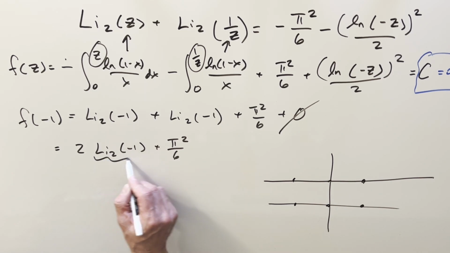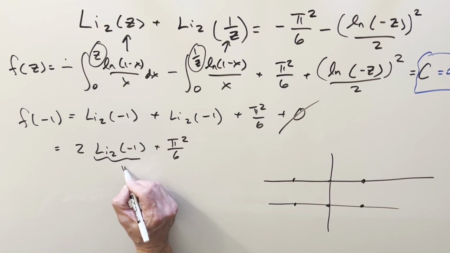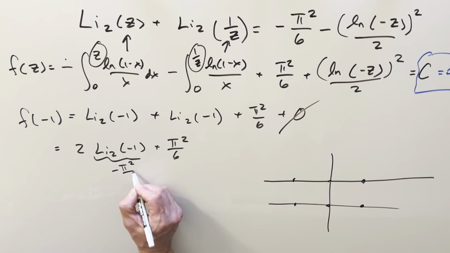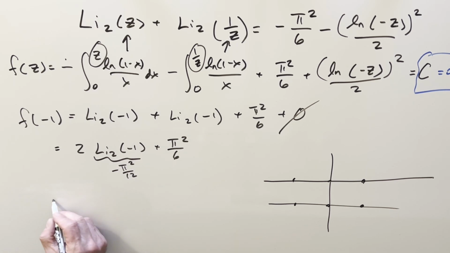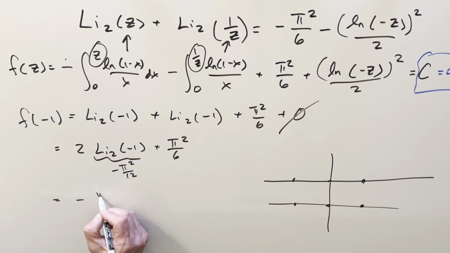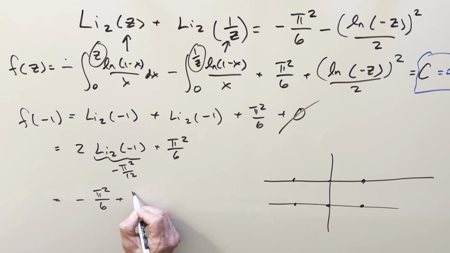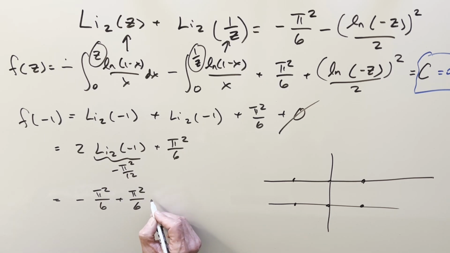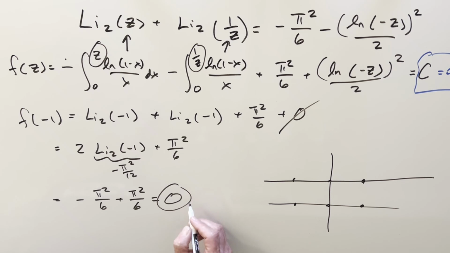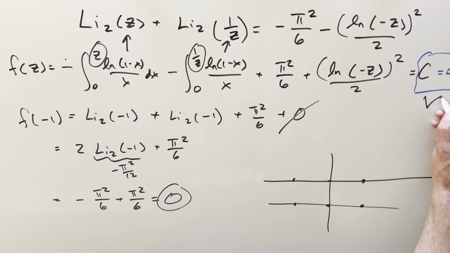But this thing has a well-known value. We found this in a previous video, and it's just going to be minus pi squared over 12. But 2 times minus pi squared over 12 is going to be minus pi squared over 6, plus pi squared over 6, and that equals 0. That's what we wanted to show. Our constant is 0, so this identity is going to work.